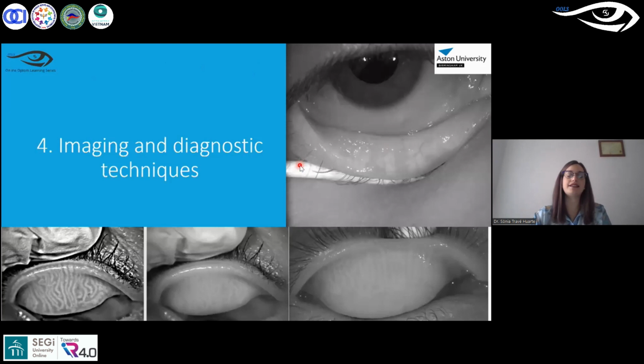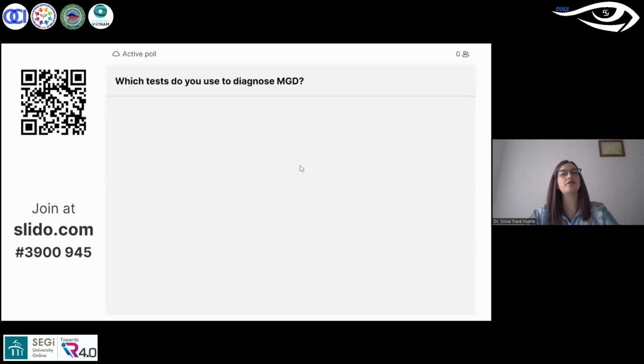So now we're going to look a bit more into imaging diagnostic tests that we can do for it. So before we carry on, we have another QR code. And in here, I would like to understand a bit more of what you do. Which are the tests that you use to diagnose dry eyes? If there's one test, you put one test.